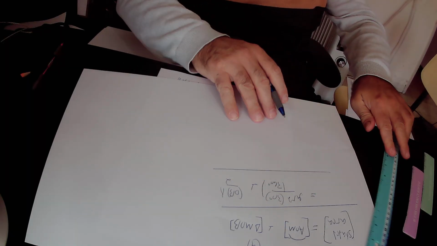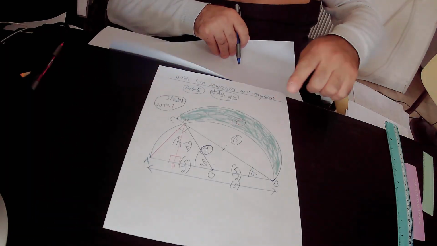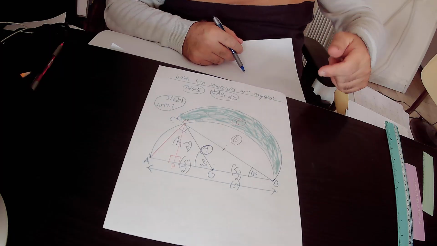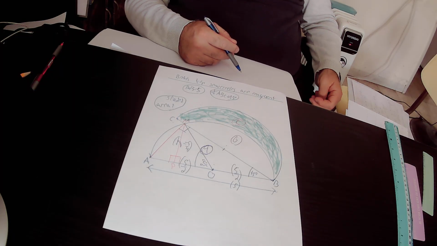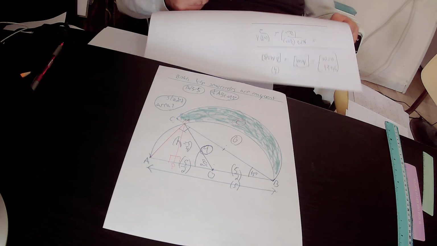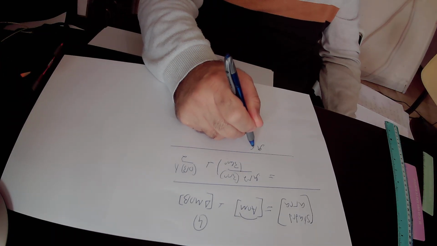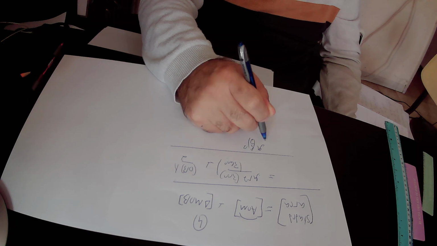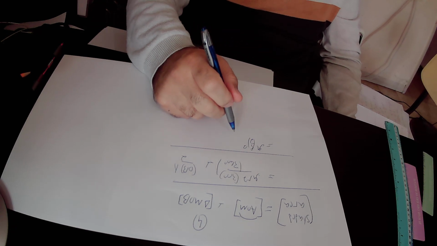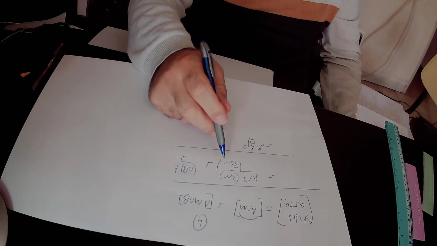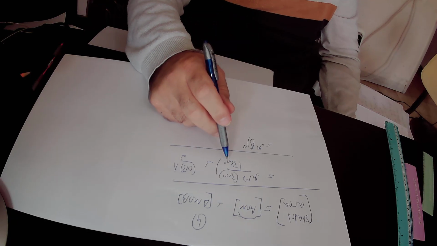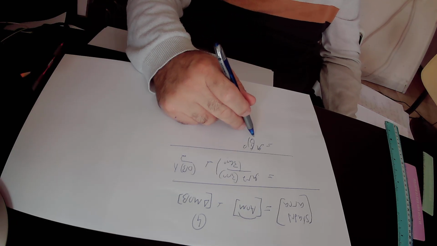As I already mentioned before, the radius of this semicircle is 5 over 2. So r squared is 5 over 2 squared. So it is pi times r squared, that is 5 over 2 squared. And we have 30 degrees over 360 degrees, which is 1 over 12.